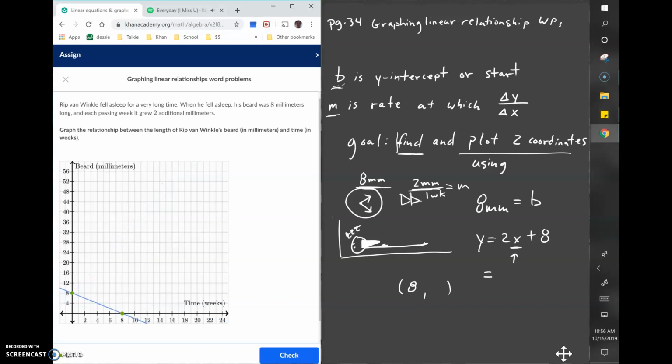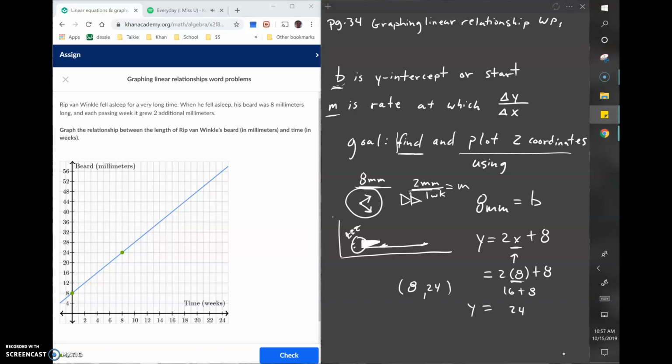I want to know what the y is when x is 8, so I'm going to put in 8 for x. Simplifying, 2 times 8 is 16, 16 plus 8 is 24. So the y value would equal 24. Let's see if we can graph (8, 24). 8 up to 24, and we can. If I couldn't, then I would just try a different x value to see if it gave me a y value that we could graph. And that's example number 2. I'll do one more example. This will be a 3-example video.